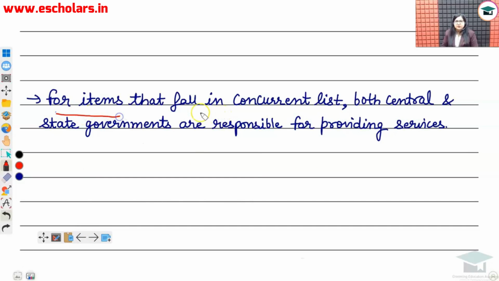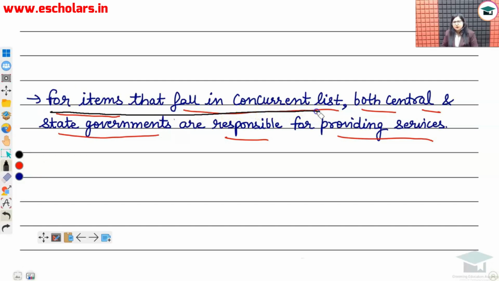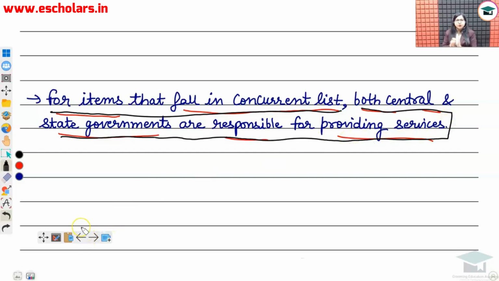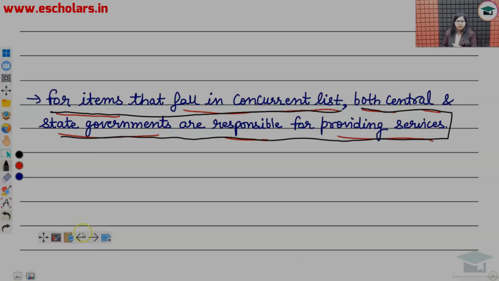And for items that fall in the concurrent list, both the central and the state governments are responsible for providing services. So let's recall it. For items that fall in concurrent list, both central and state governments are responsible for providing services. Okay students, so I hope this section is clear to you.